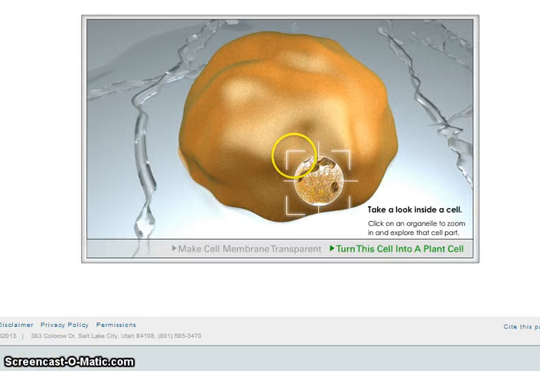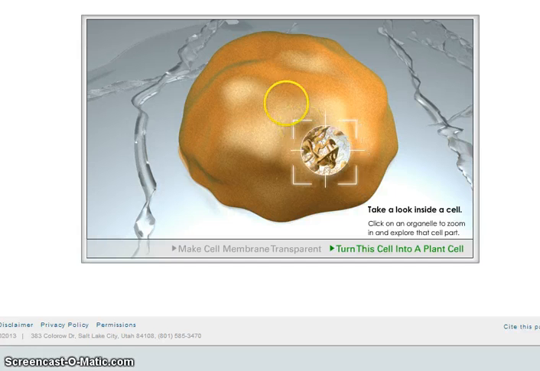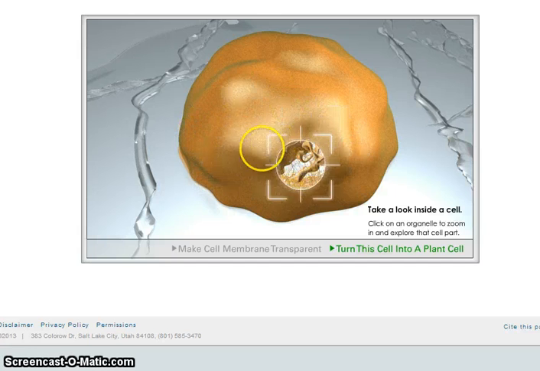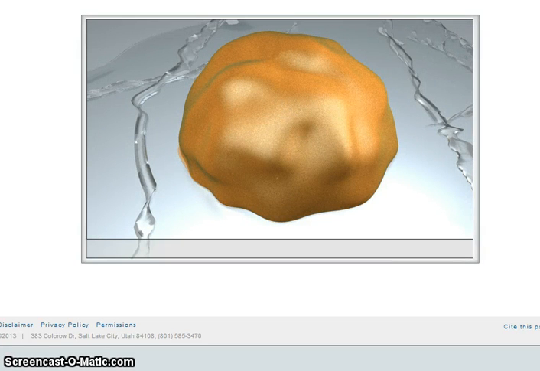Next is cell insight. It distinguishes clearly the difference between animal and plant cells. It uses voiceover plus labels and text. It isolates different parts so students can focus, and after, the user can see the whole thing.